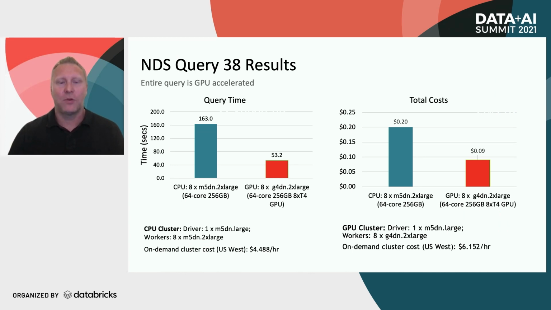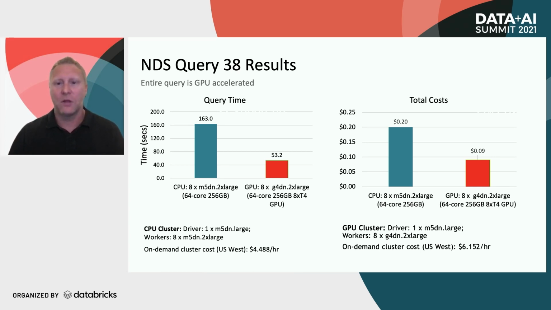So this is an example of some of the performance we're seeing. This is an adaptation of an industry standard benchmark derived from TPC-DS. This is query 38. In this case, the entire query is GPU accelerated, so everything's running on the GPU. This is running on AWS, so we're comparing an 8-node CPU cluster to an 8-node GPU cluster. You can see our query time is roughly 3x improved with the Accelerator. It was 163 seconds on the CPU and 53 seconds on the GPU.